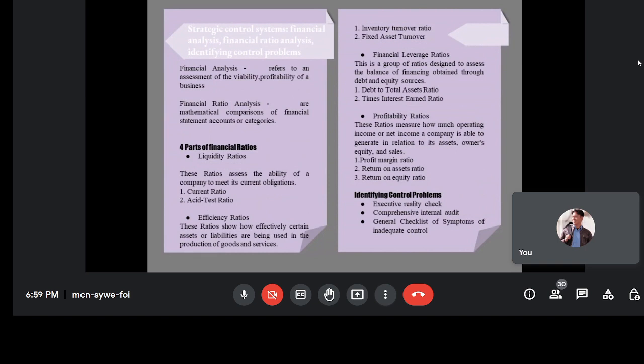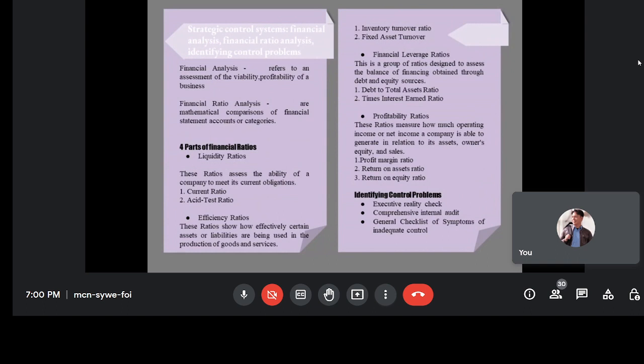So we have the strategic control systems, financial analysis, financial ratio analysis, and identifying control problems. First, we have the components of the strategic control system. We have the financial analysis.